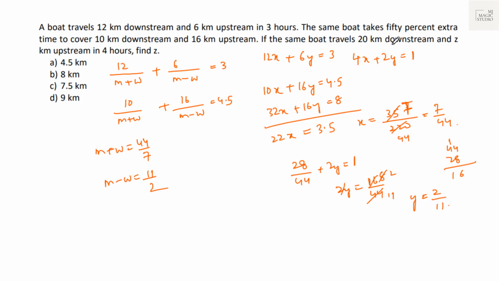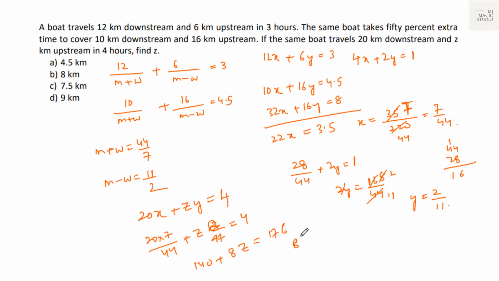If the same boat travels 20 km downstream, that means 20x, and z km upstream, that is zy, in 4 hours. We know the value of x and y. Just put it. 20 into 7 by 44 plus z into 2 by 11 is equal to 4. Let's multiply this by 44. So 140 plus 8z equals 176. 8z equals 36. z is equal to 36 by 8, that is 4.5. Option A is the pick.